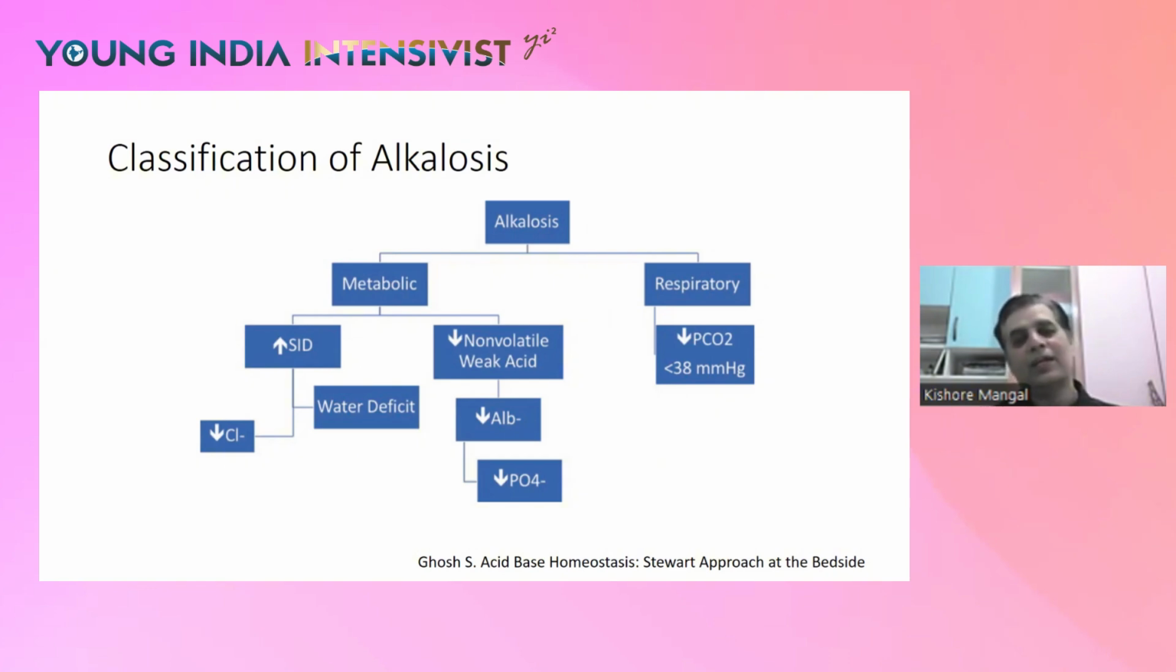Okay, if the strong ion difference is increased, that means sodium is high, meaning the patient is having a water deficit, or the chloride is very low. And if the non-volatile weak acid is involved, then the patient may be having either decreased albumin or decreased phosphorus.